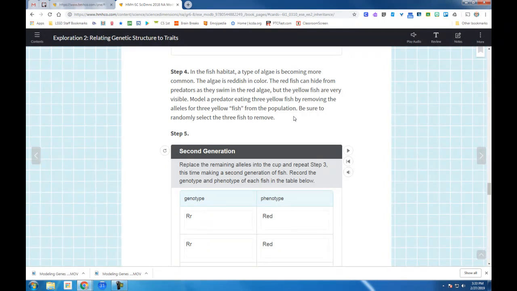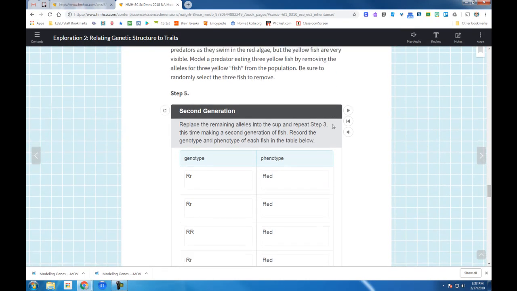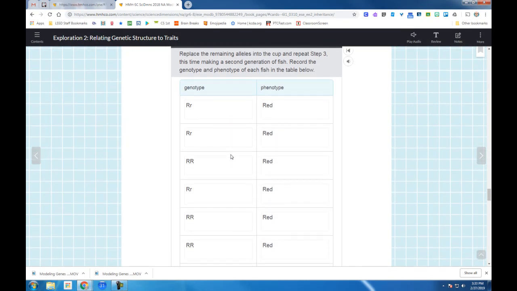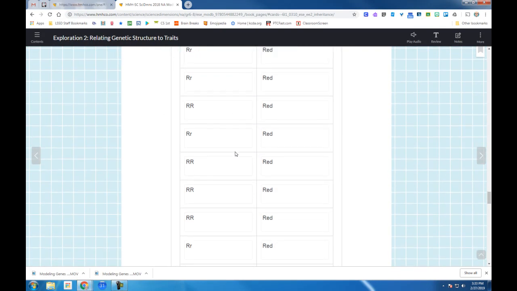And then again, I've got a video of me going over this. You should watch it at the end if you need it, in which I pull beads out, now with 12 red beads in the cup and only four yellow beads. And these are the fish that I get.